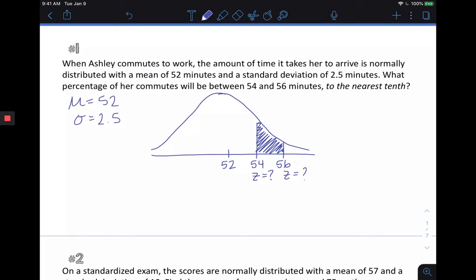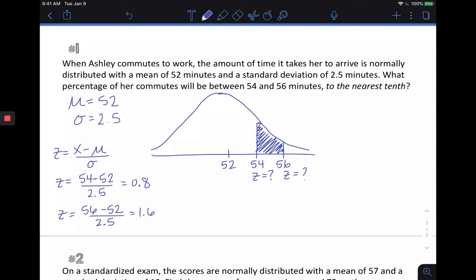The z-score formula is the value minus the mean divided by the standard deviation. So for 54, it would be 54 minus the mean, which is 52, divided by 2.5. We get a z-score of 0.8. And then the z-score for 56 is 56 minus the mean, 52, divided by the standard deviation, 2.5, and we get 1.6.